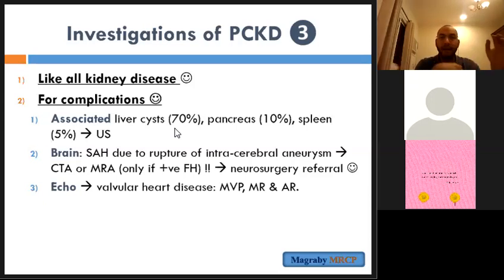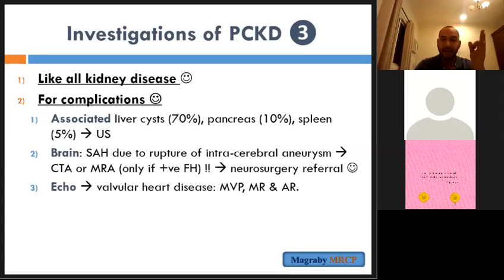Okay. The third issue is checking of the heart for associated valvular lesions like mitral regurgitation, mitral valve collapse, aortic regurgitation, and checking for any left ventricular hypertrophy, or concentric left ventricular hypertrophy due to hypertension, which is a common complication of patients with polycystic kidney disease. So this second investigation is for the complications.